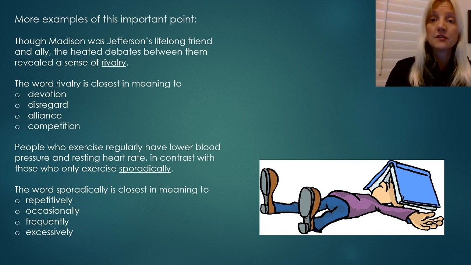Okay, for the first example, the answer is the fourth answer, competition, because it must mean something different than how they're friends, they're lifelong friends and allies. But the word that is different from being a friend and ally is a rival. In other words, you have a competition with someone. So the fourth answer is correct.